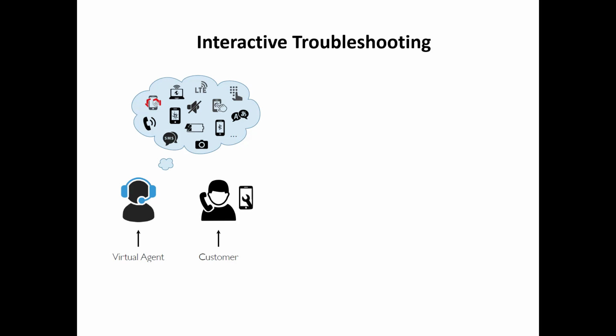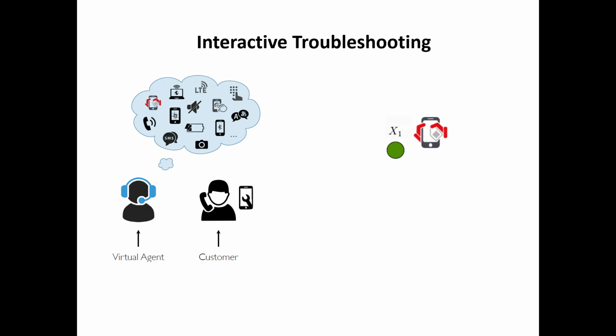Let's start with some examples. Assume that your cell phone is broken and you contact a call center or service center in order to find out the root cause of your broken device. There is an agent in this call center, which can be a virtual agent. Then the agent starts asking questions about the symptoms of your broken device.